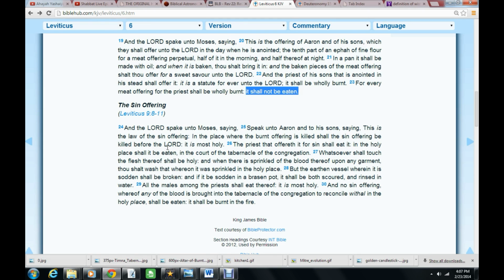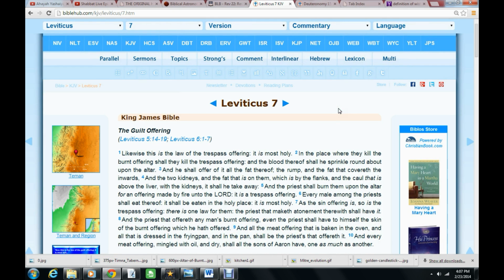And if it be sodden in a brassen pot, it shall be both scoured and rinsed in water. All the males among the priests shall eat thereof. It is most holy. And no sin offering whereof any of the blood is brought into the tabernacle of the congregation to reconcile with all in the holy place shall be eaten. It shall be burnt in the fire. So we're going to go ahead and stop at Leviticus 7 for right now.